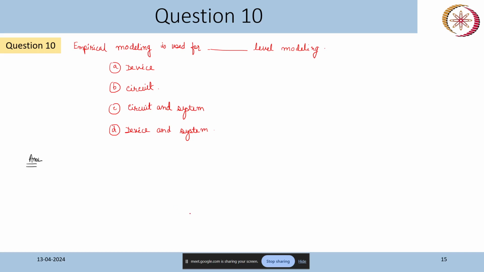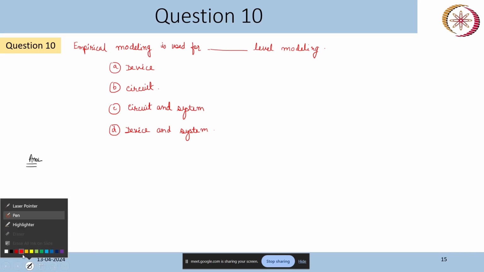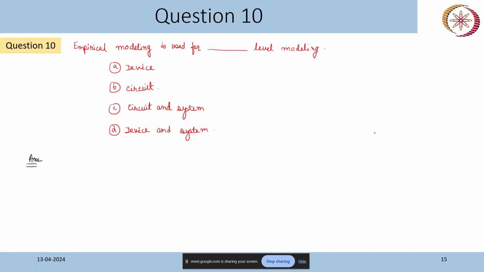Suppose we have a system. We give some input and we take some output. Based on the relation between input and output, based on those experimental data, we try to define this system. So this is like a black box for us initially. So for circuits and systems, for this kind of system, we use empirical modeling.